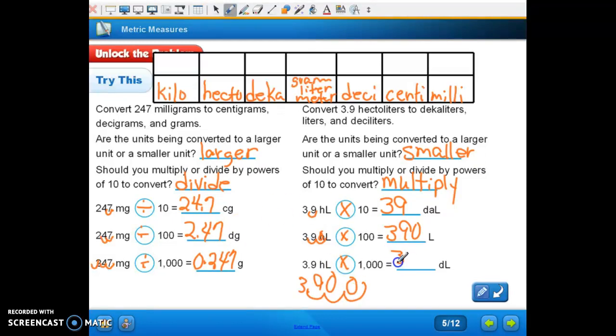So I'd have 3,900 deciliters. So I had 3.9. I moved it here to get my decaliters. I had to move it here to get my liters. Another one, 3 places like my zeros or 3 powers of 10.